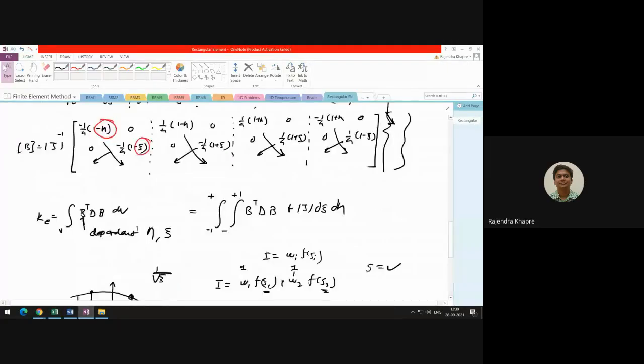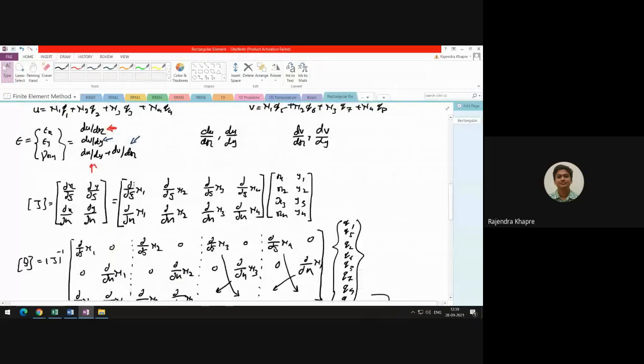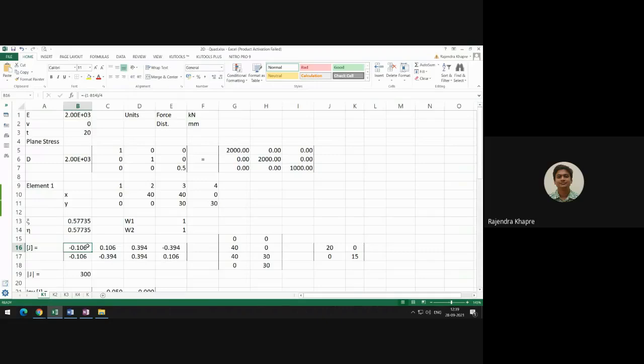I have already shown you the J matrix. The J matrix is nothing but d by d xi of N1 N2 N3 N4 and d by d eta of N1 N2 N3 N4, multiplied by x1 y1, x2 y2, x3 y3, x4 y4. The same thing I have written here. If you multiply this row with this column, you are going to get this as 20. Then you multiply all these terms and you get this matrix.